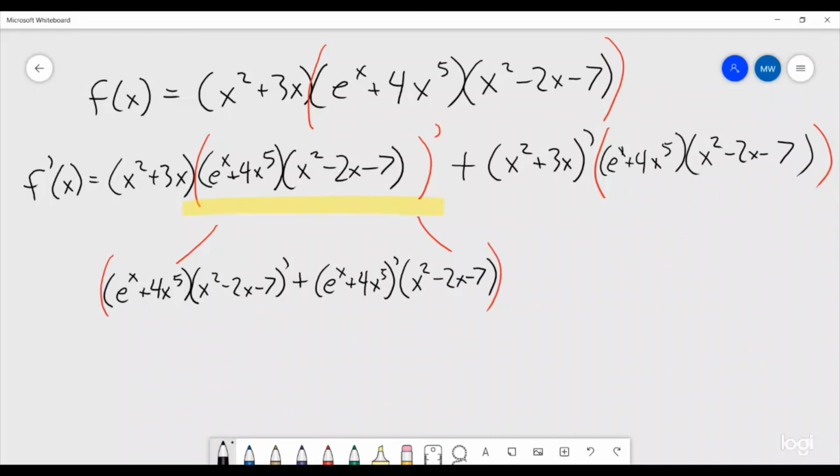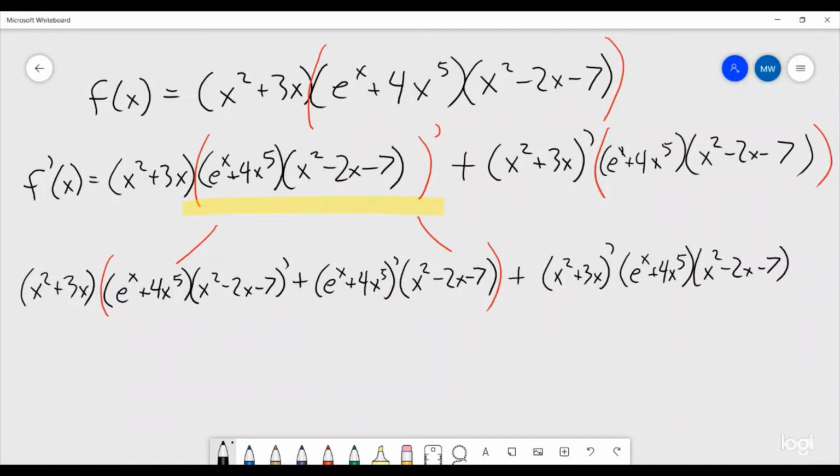And then the rest of it we can just stick on to the end. So we have an x squared plus 3x here. And then we have our plus x squared plus 3x prime e to the x plus 4x to the fifth x squared minus 2x minus 7. And so at this point we can start to evaluate the different pieces.